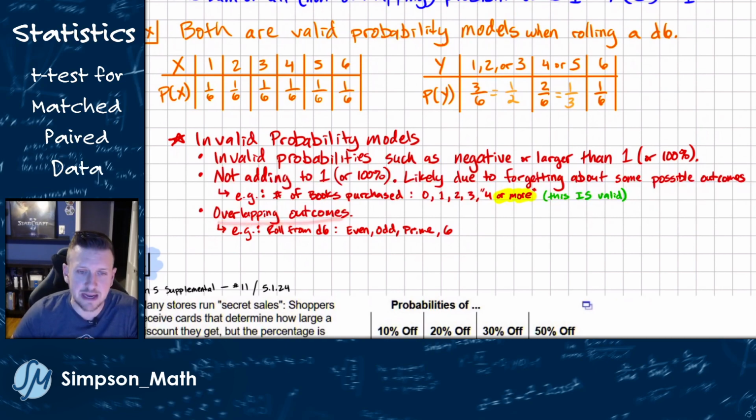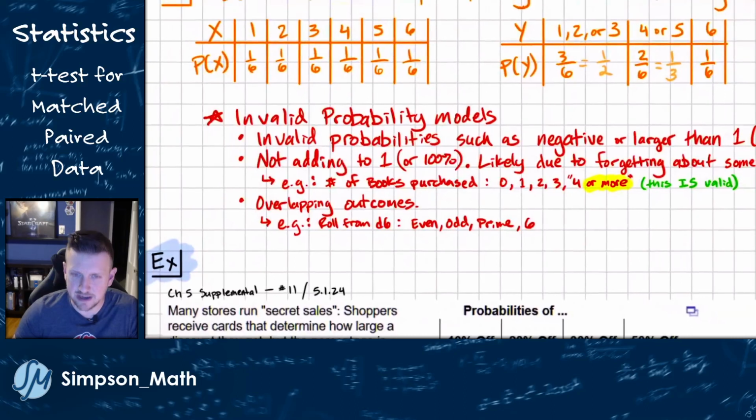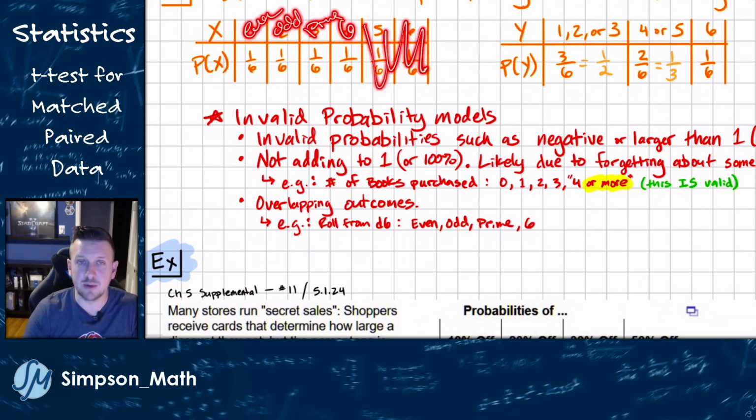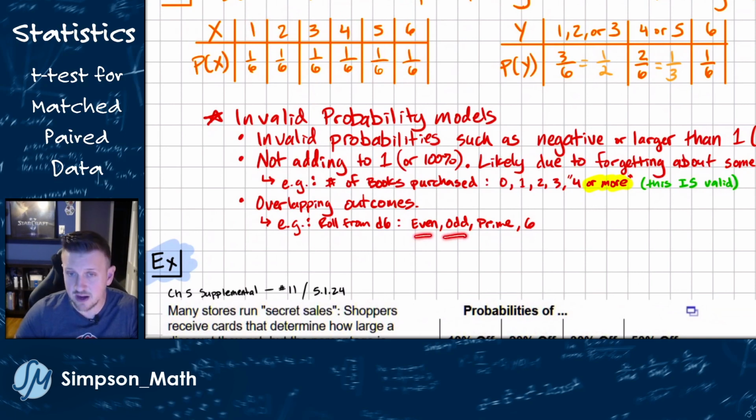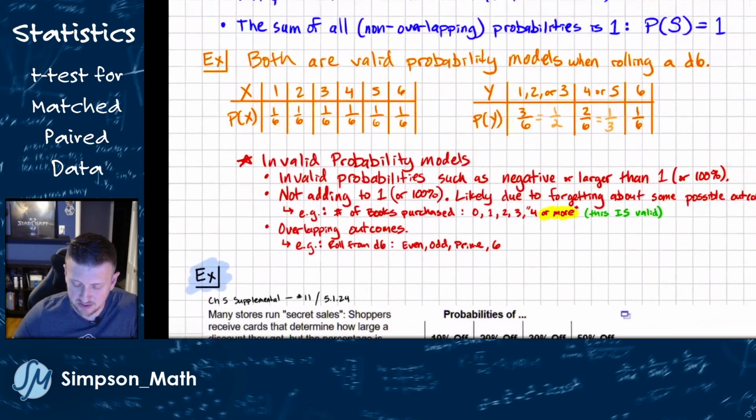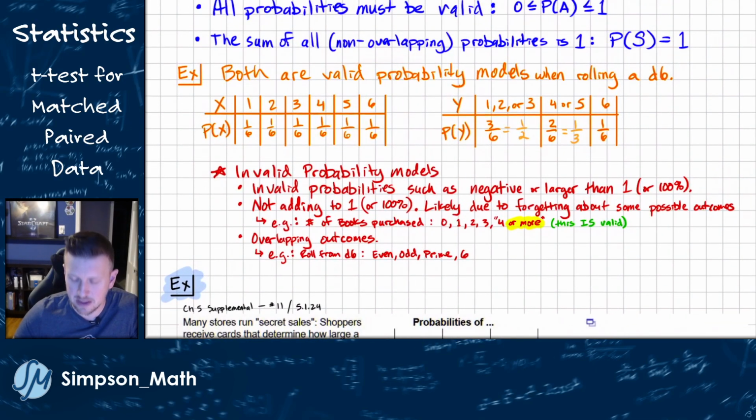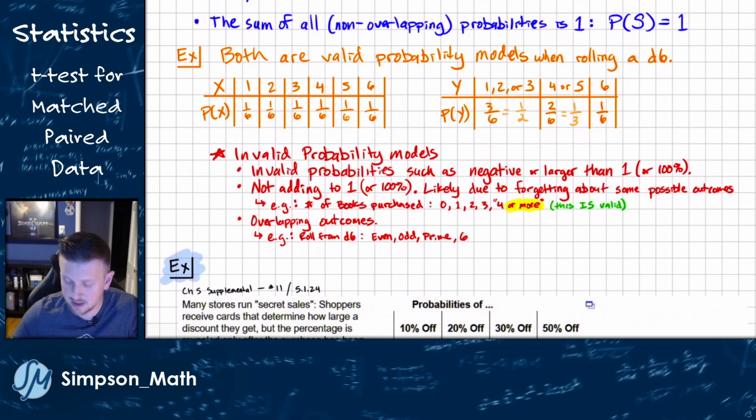And then lastly, just talking about overlapping outcomes. So for some reason, say I wanted to make a table like I had above, and one was even, one was odd, one was prime, one was just the number 6. That would not be a valid probability model because while even and odd are distinct, separate groupings, prime has both even and odd numbers. 6 is in the even group. So we can't do that because it's overlapping. If I add up those probabilities, they would be more than 1. So we want to make sure they're non-overlapping. We'll define that term in a later video.